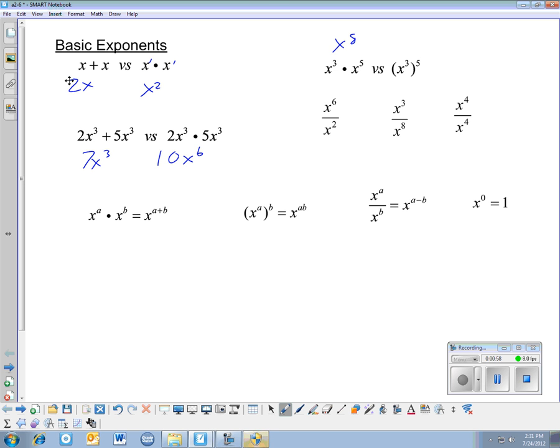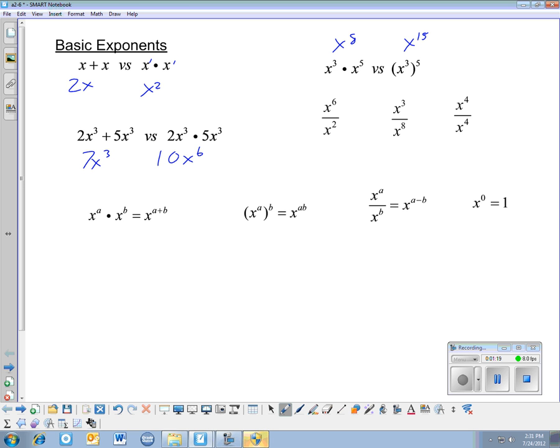We add exponents. But x to the third to the fifth is x to the 15th, and that's a case where you can multiply the exponents. If an exponent's raised by an exponent, you can multiply them. You could also think of it as x to the third times itself 5 times is a total of x to the 15th. When we divide, we subtract exponents.